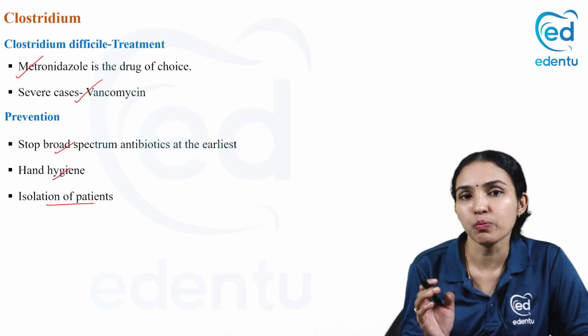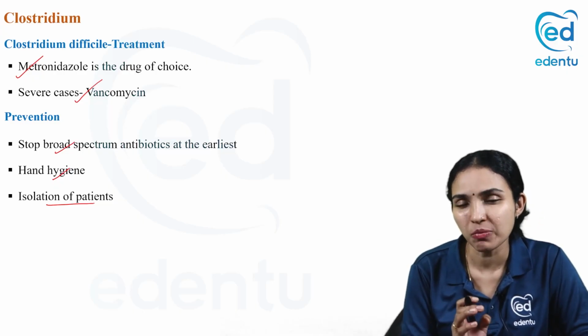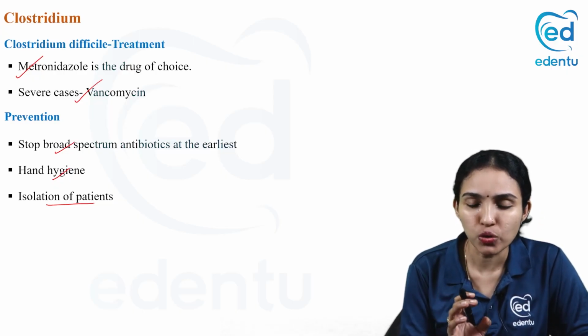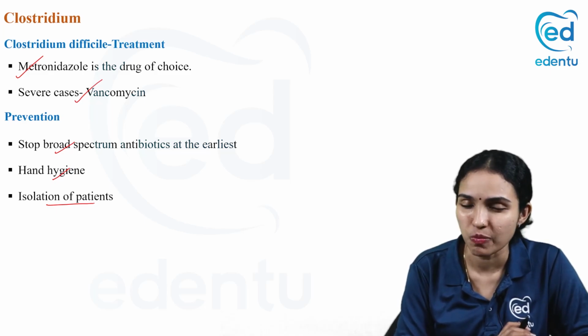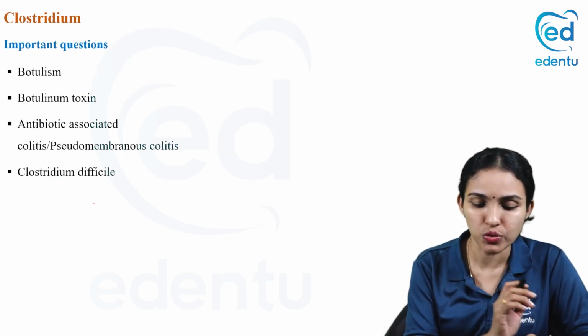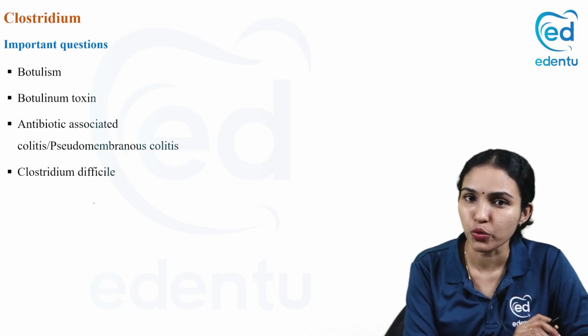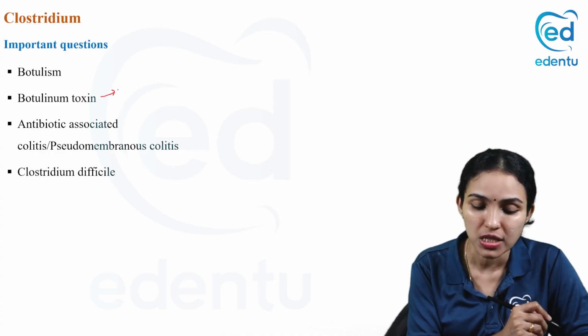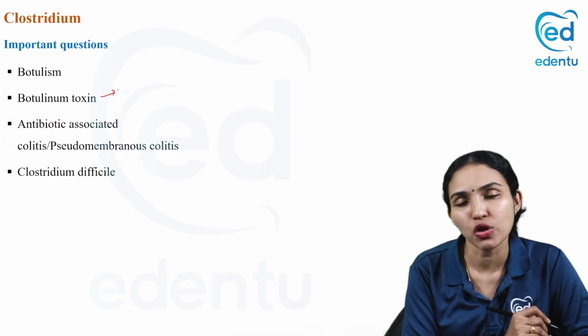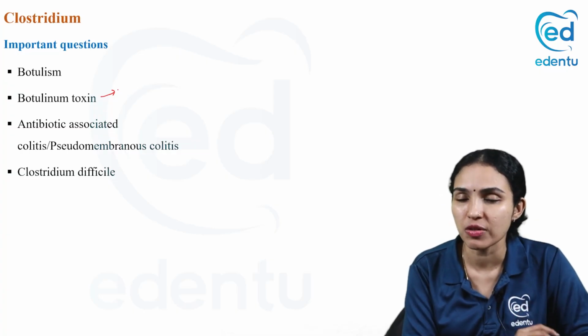So both botulinum and difficile can be asked as short notes. Don't forget, pseudomembranous colitis or antibiotic associated colitis is caused by Clostridium difficile. So the important questions: botulism, botulinum toxin. It's a very powerful toxin. Remember, it's a neurotoxin. Pseudomembranous colitis or Clostridium difficile. These are the probable questions from this part.